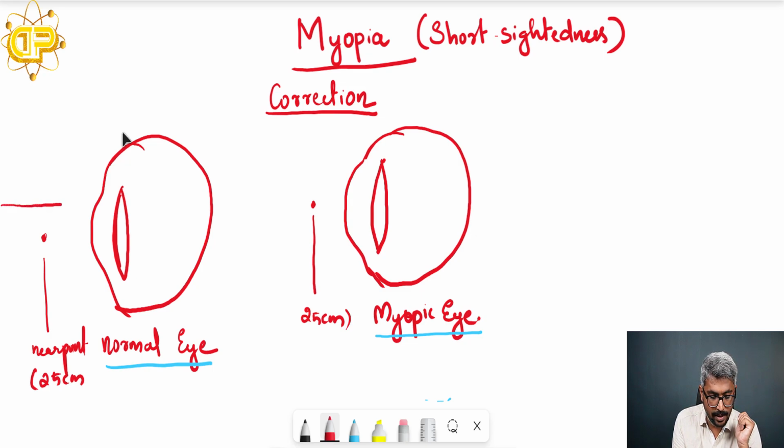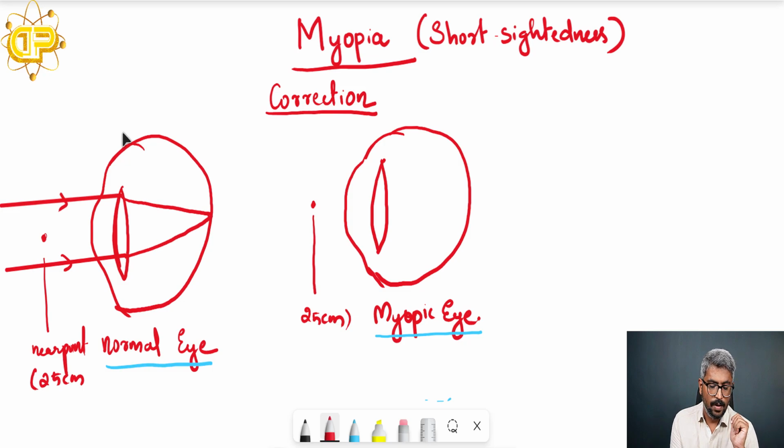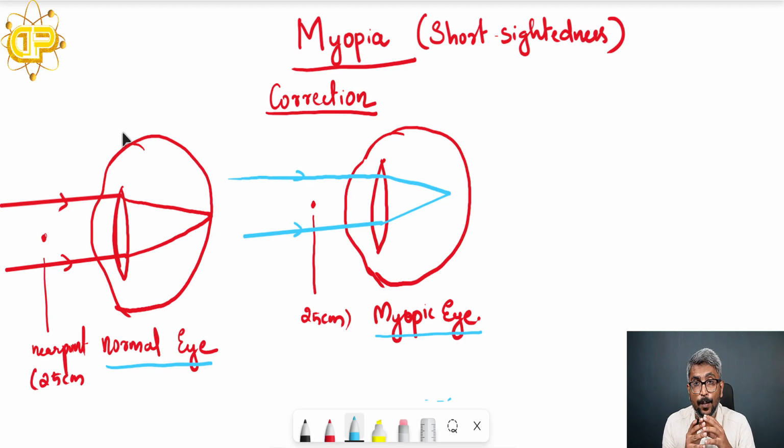Now you can see the object is kept at infinity, so the light rays from the object fall parallel to each other, then converge and fall on the retina. So for a normal eye everything is crystal clear, no issue. But for a myopic eye the issue is with the far point. The object is kept at infinity, the light rays come parallel to each other from infinity, and they converge and fall in front of the retina. So this is what happens in myopia.